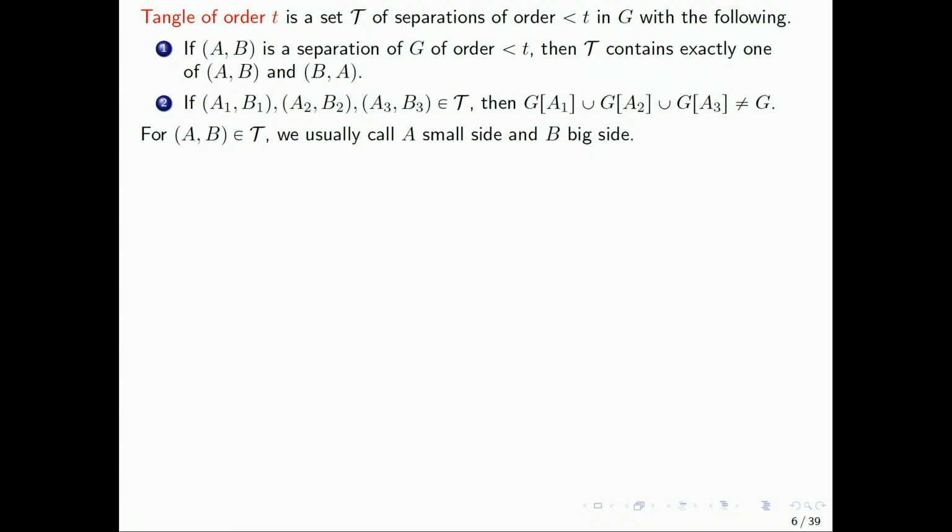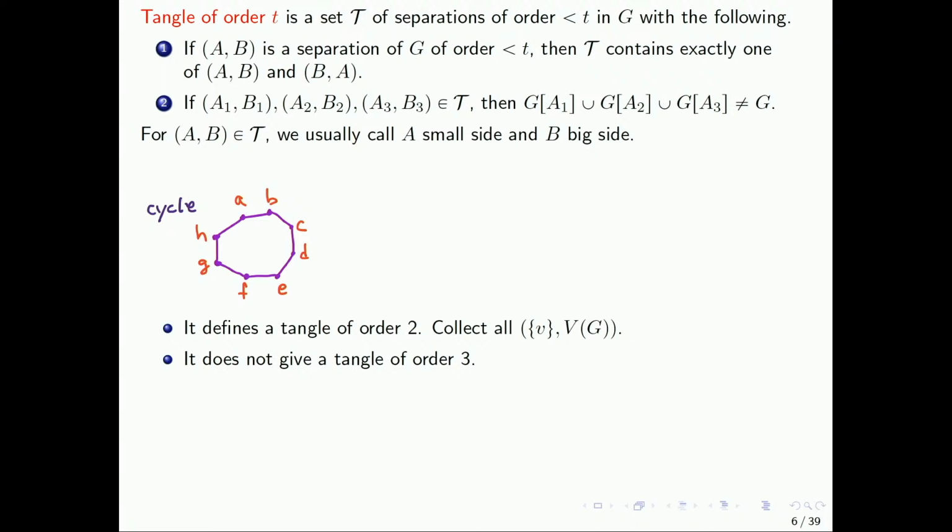And then the second condition is also necessary: if you have three separations in the tangle, then the union of three subgraphs induced by the small sides does not cover the whole graph. So this is a necessary condition. There is some reason why we needed this, but maybe we just skip it for now. So I want to give some examples.